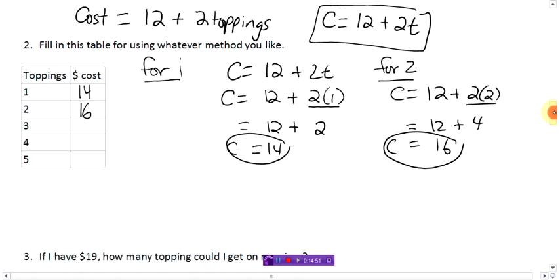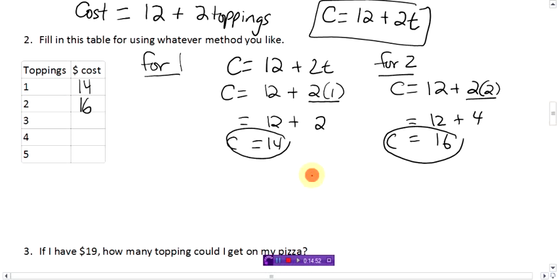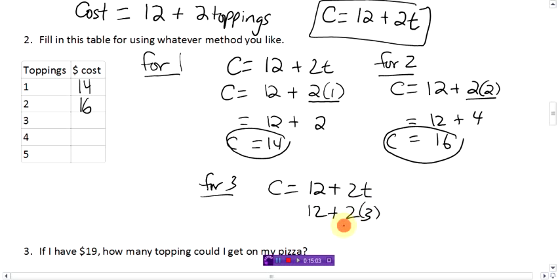Let's try another one just to make sure that we got this right. For 3, we would go cost equals 12 plus 2 times 3, 2 times 3 is 6, plus 12, that's 18, so our cost will be 18 for 3 toppings.